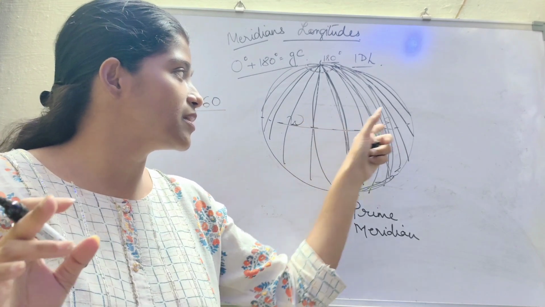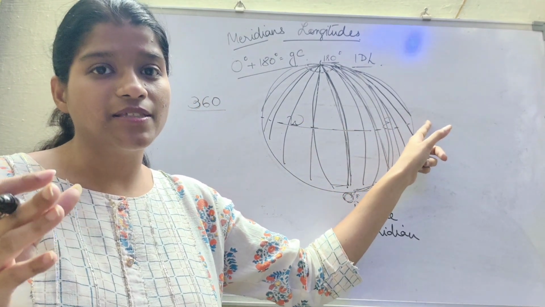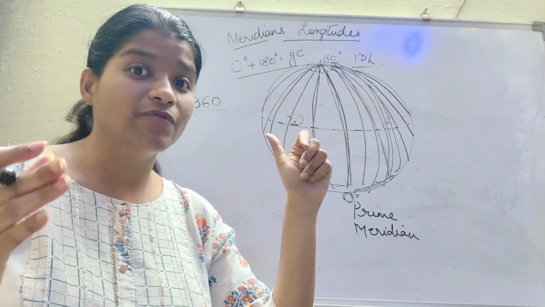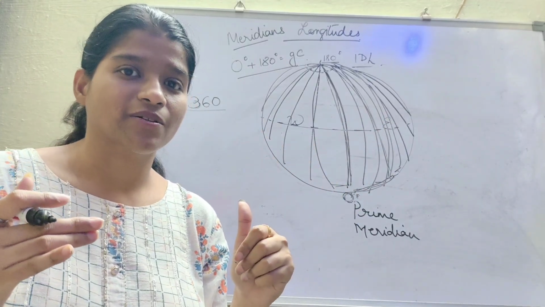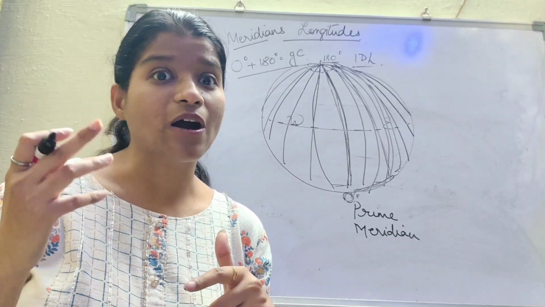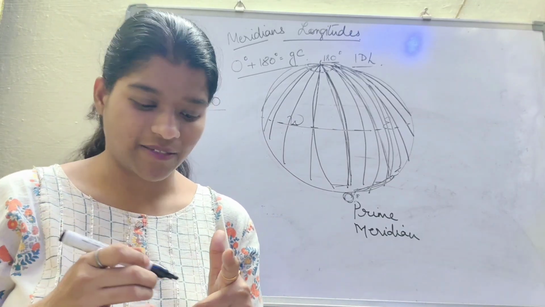As we move to the east, time gains by 4 minutes. As we move to the west, we lose time by 4 minutes. That's it. Now we will see how to calculate the time of a place, in the next video.